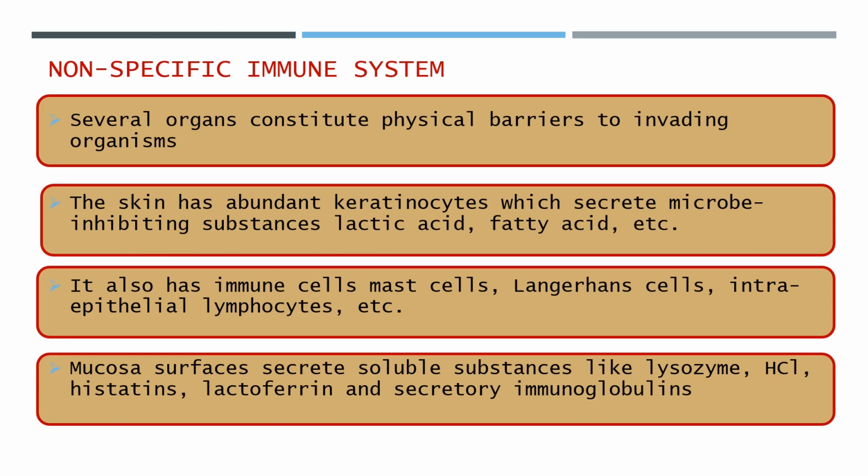From the time of birth, there are several organs in the body whose function is to act as a physical barrier to any form of invading microorganism. For example, the skin has a lot of keratinocytes which secrete microbe-inhibiting substances like lactic acid and fatty acid. Essentially, keratinocytes are known to secrete keratin, and the function of keratin is to increase skin thickness and prevent the entry of any invading microorganisms.